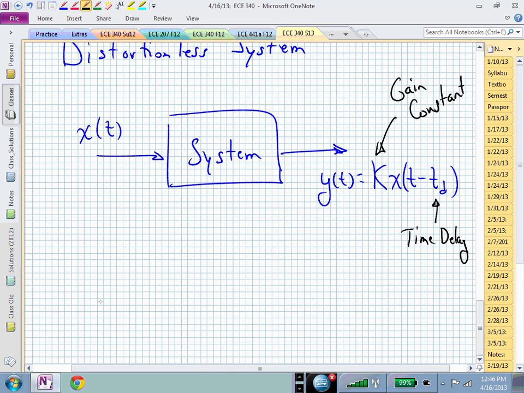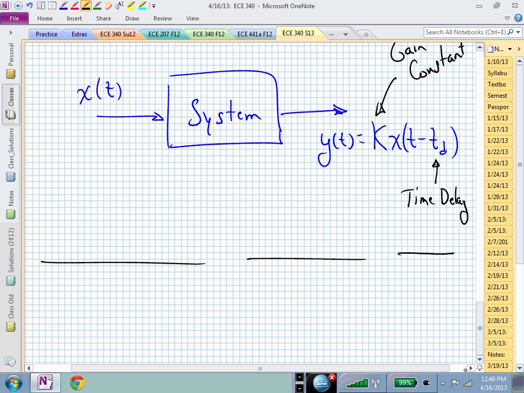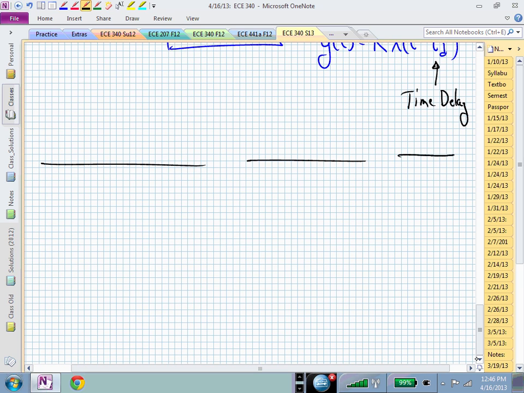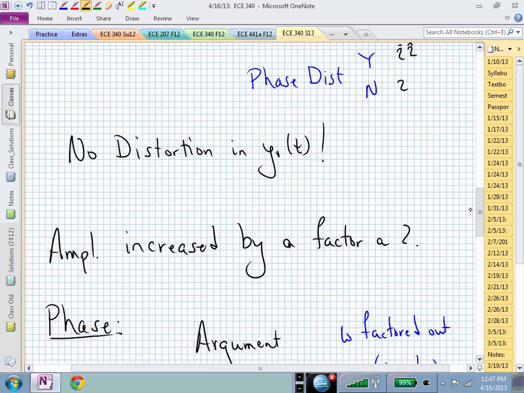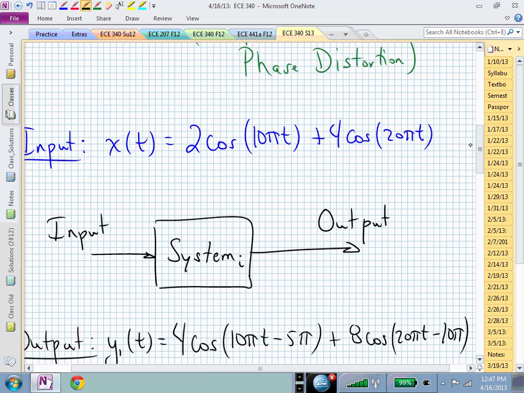Now, let's see if we have learned what these mean. Suppose now I give you a second system, system sub 2, and I say it generates the following output. y sub 2 of t is 4 cosine of 10 pi t minus 5 pi plus 7 cosine 20 pi t minus 10 pi. And remember what we had to begin with. We had an x that looked like this.